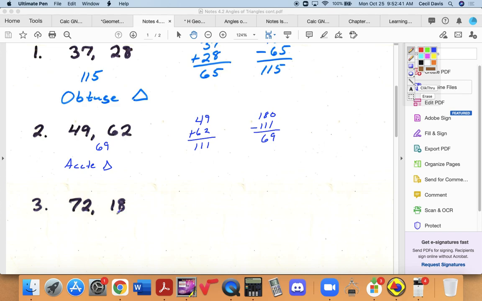And then for this last example in this section, we've got 72.